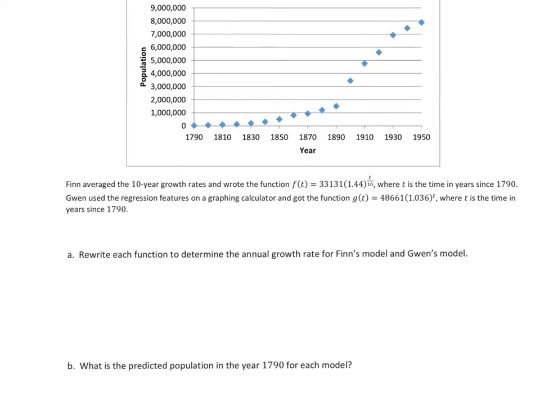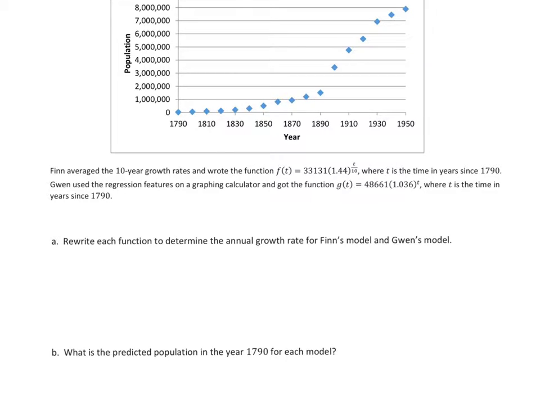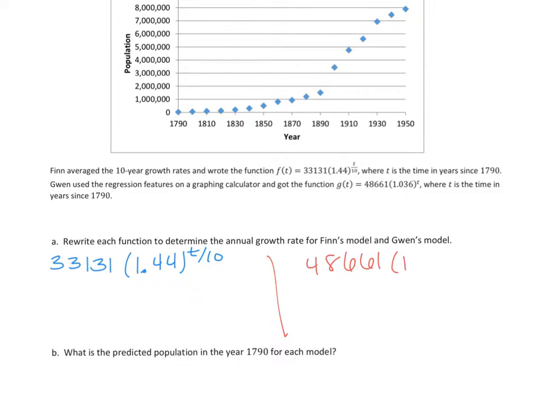What they want you to do for the first part is rewrite the function to determine the annual growth rate for Finn's and Gwen's model. So let's just start with Finn's. Now the only issue with Finn's model is that he decided to raise the exponent to t over 10, meaning that he divided his years into 10 segments. The easier part about Gwen's model is that she didn't do that. She has it in years.